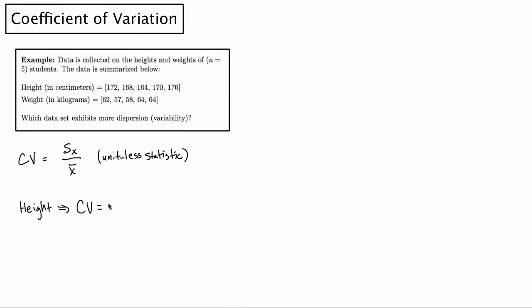So the standard deviation here is 4.47213. We want to try to avoid rounding as much as possible because we want to compare the two values. And then the mean height was 170 centimeters. So we'll calculate that value now.